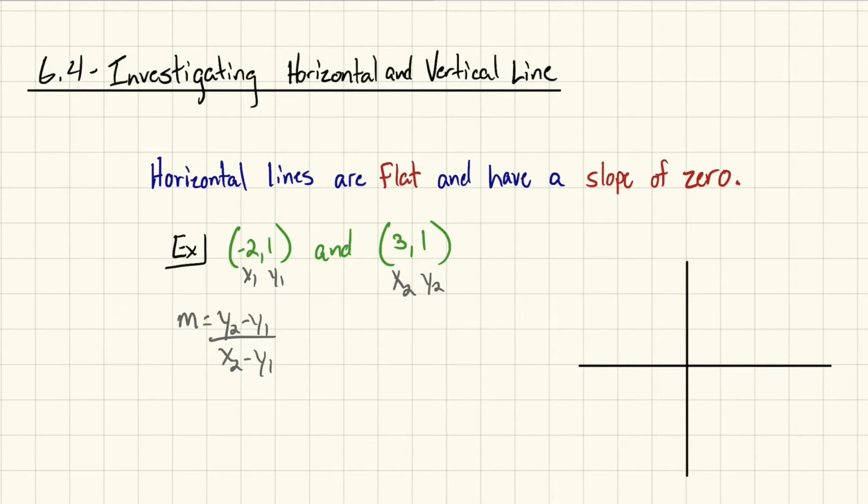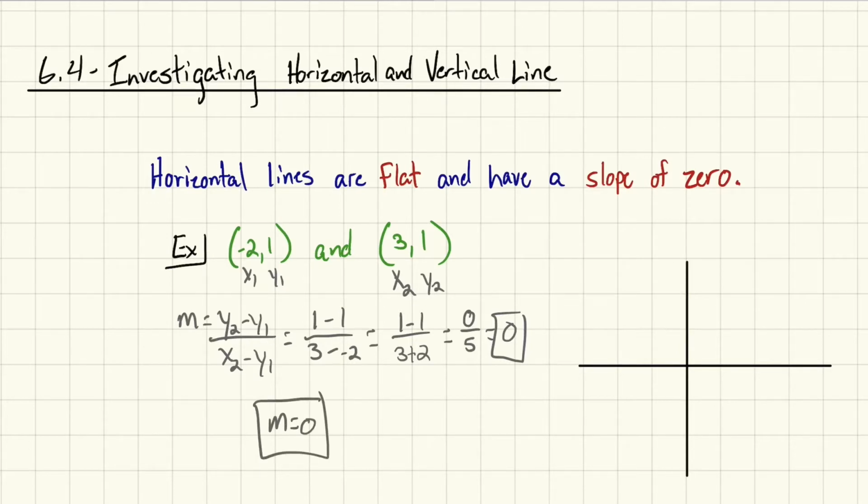to show you what we're talking about. Like if you get these 2 points, you end up getting 1 minus 1 over 3 minus negative 2, which ends up being 1 minus 1 over 3 plus 2, which ends up being 0 over 5, which becomes 0. Okay, so our slope for this line is 0.